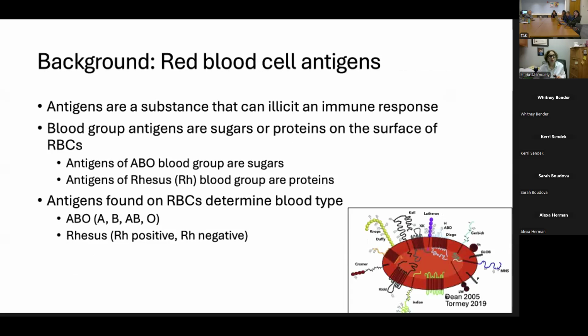Blood group antigens are sugars or proteins on the surface of red blood cells. So antigens of the ABO blood group are sugars. Antigens of the rhesus or Rh blood group are proteins. Antigens found on red blood cells determine one's blood type. So we have ABO, and we refer to positive or negative in terms of the patient's Rh status.